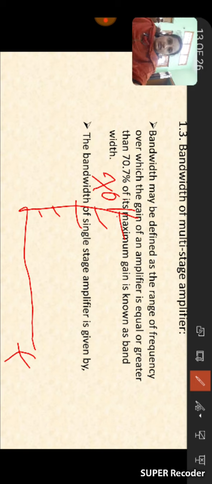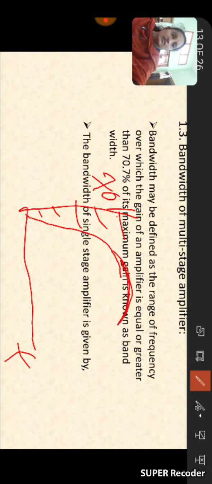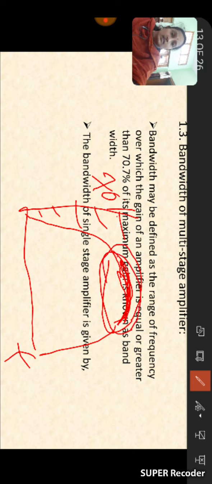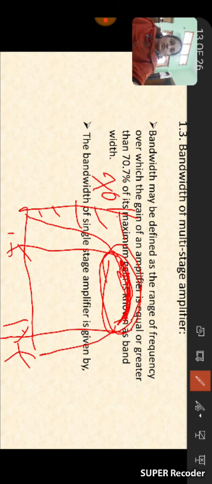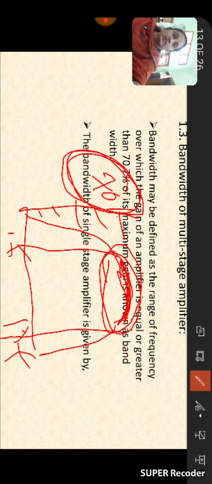If we are getting the range of frequency over which the gain is equal to 70%, from which range to which range? 5 to 10 Hz or 10 to 20 Hz. From which to which is the gain equal to 70%? That range of frequencies, in which the gain is equal to 70%, the range of frequencies is called bandwidth.